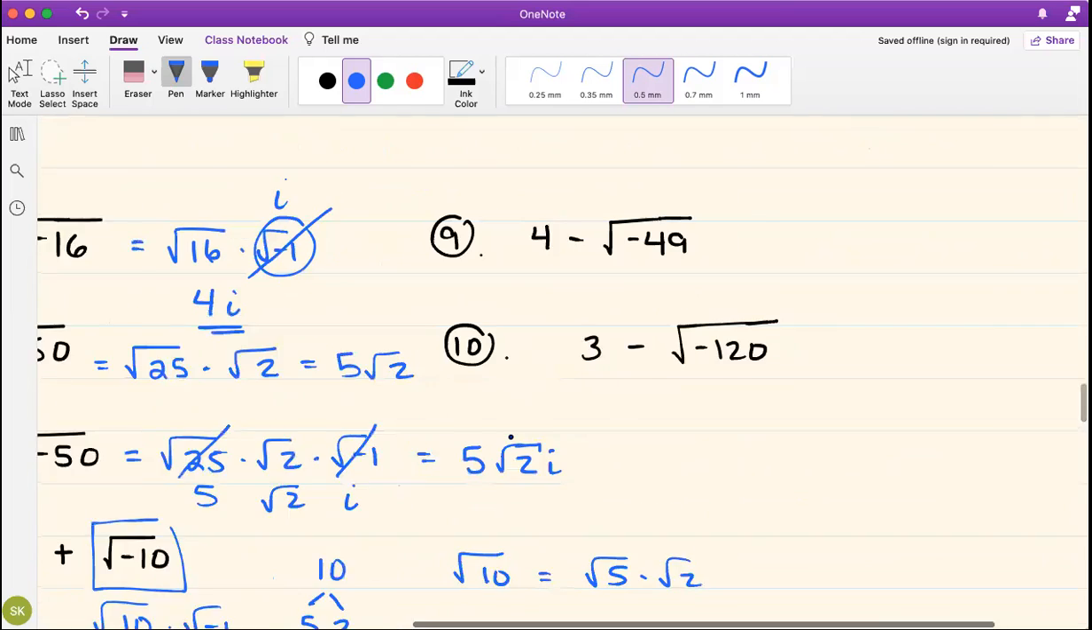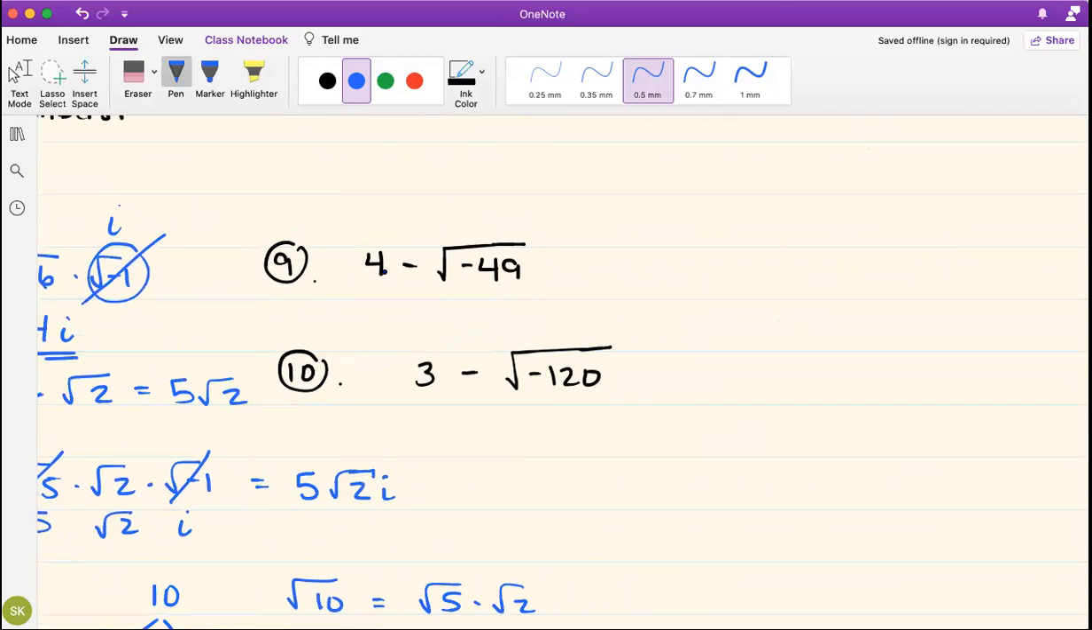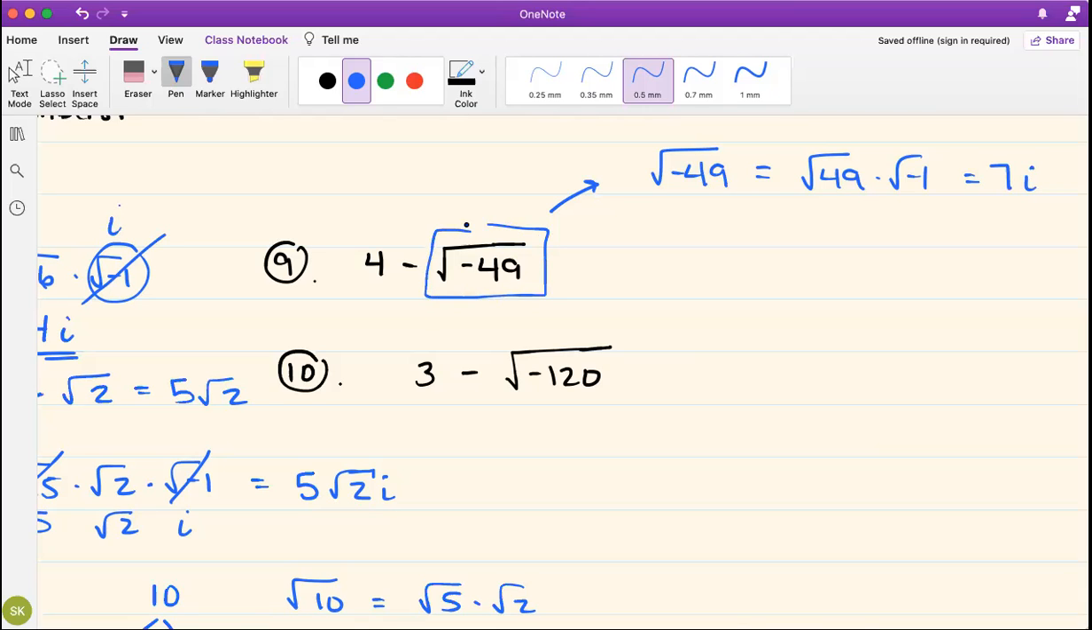Let's look at the last two. I have 4 minus the square root of negative 49. Let's do that piece up here. The square root of negative 49 is the square root of 49 times the square root of negative 1, and this is a perfect square. So this is 7i. So we're going to substitute 7i into here. But notice I have a 4 minus, so this becomes 4 minus 7i.